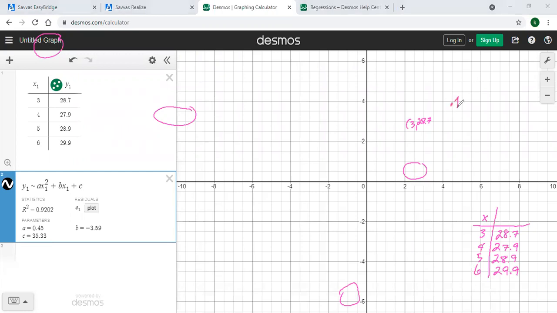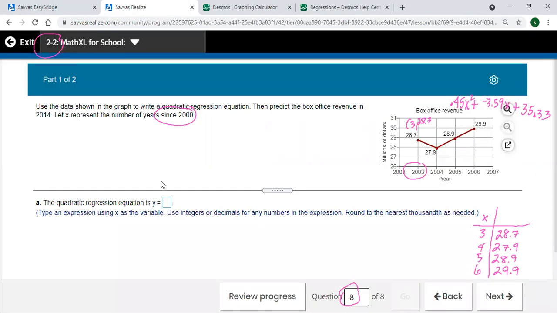Our A of 0.45 x squared plus bx, our b was negative 3.59. You can do that as a minus 3.59x, probably when I type it in, and then a plus 35.33. Just gonna double check that I wrote those all down right. I hate it when I do all the work right, and then I get in a hurry, don't write something down correctly. Just double checking those. I think that's what it says. So head back on over to Savas here and we'll type it in.